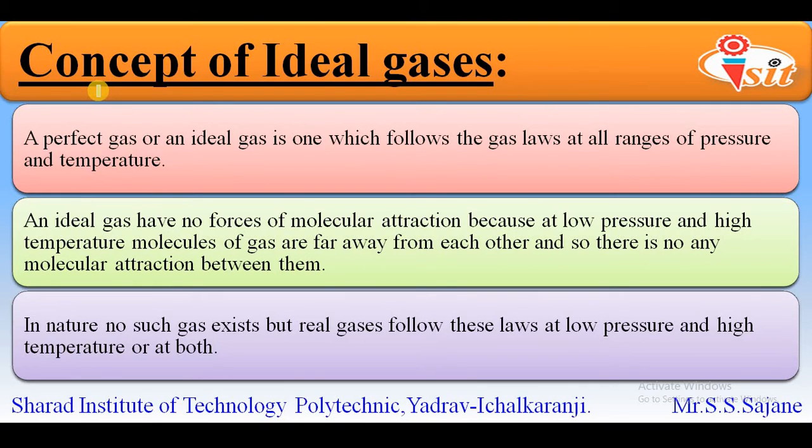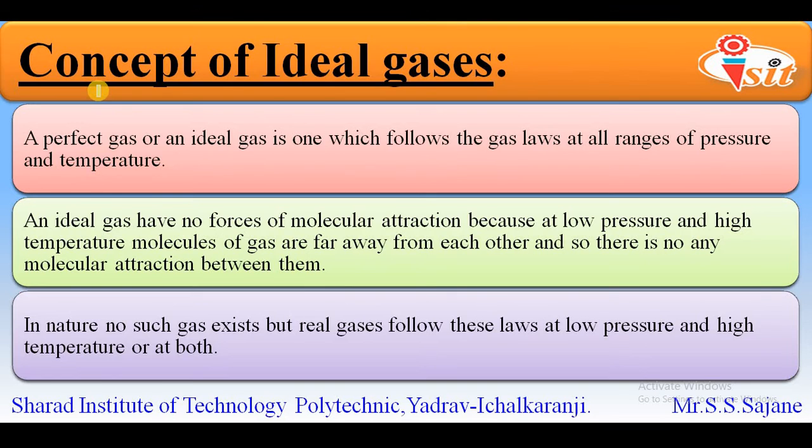Also at some point of low temperature and high pressure, the real gases will undergo phase transition, that is, they will get converted from the gaseous state to a liquid or to a solid. These are the actual reasons why we are differentiating real gases from ideal gases.